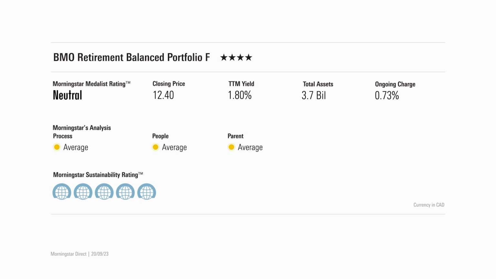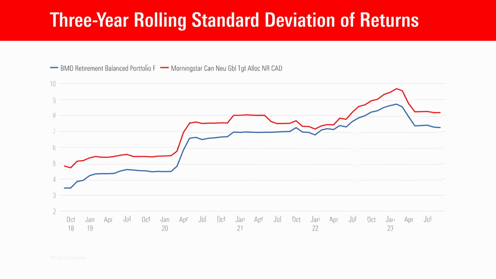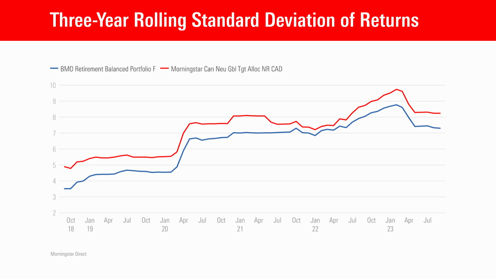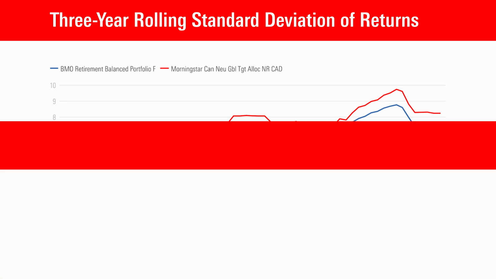By one metric, it's worked as designed, but at a slight cost. The 3-year rolling volatility of BMO Retirement Balanced F has been consistently lower than its Morningstar category benchmark, but with lower risks came some lower returns. Over the past 5 years to the end of August 2023, that fund underperformed its category benchmark by 0.4 percentage points annually.